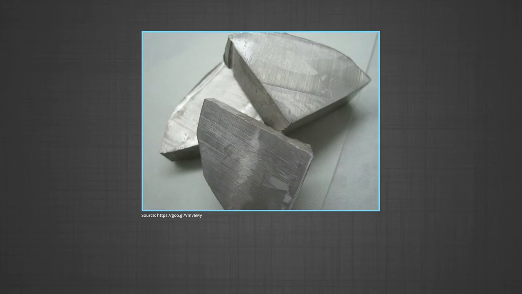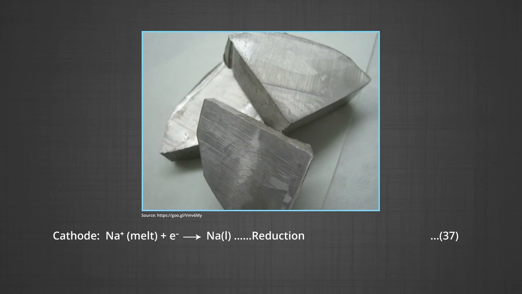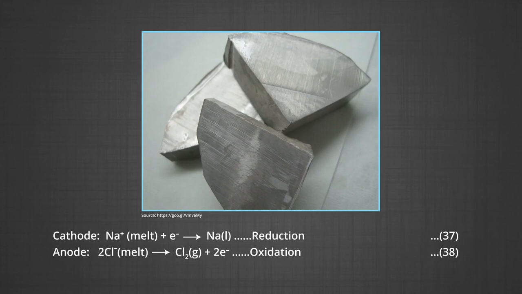Following reactions take place in case of electrolysis of molten sodium chloride. At cathode, sodium ions from the melt combine with electron to form sodium metal, that is reduction, and at anode, chloride ions from the melt release electrons and form chlorine gas, which is oxidation. Now let us understand extraction of gold and silver.